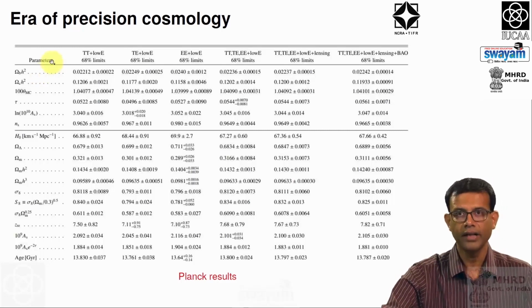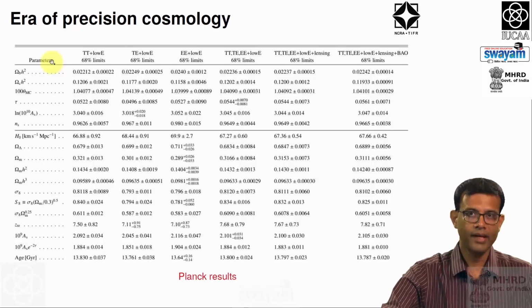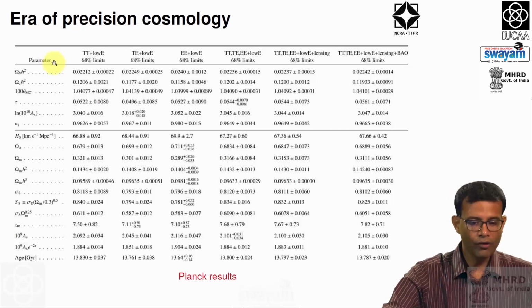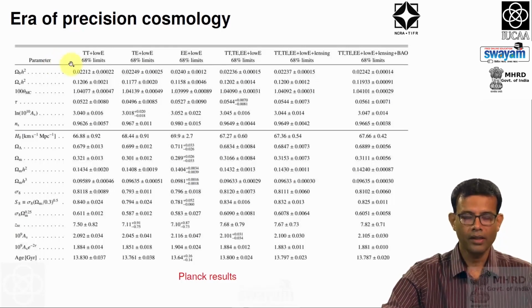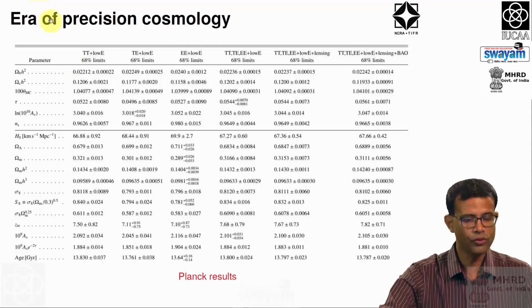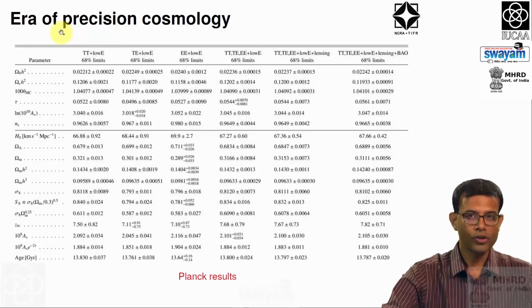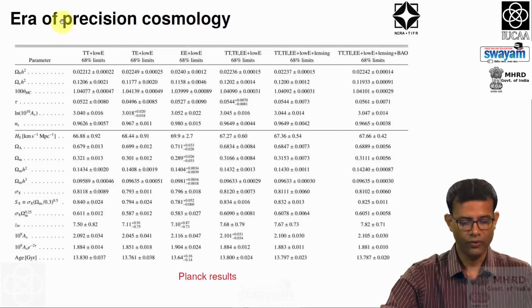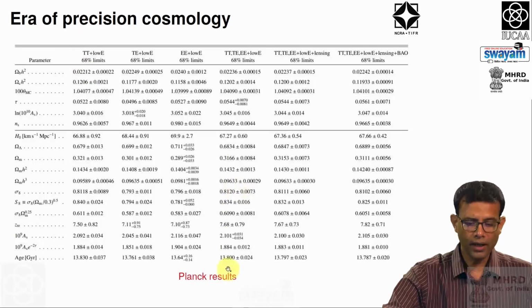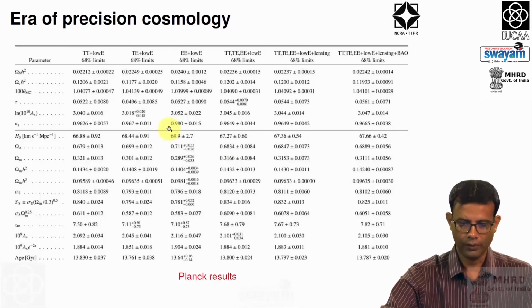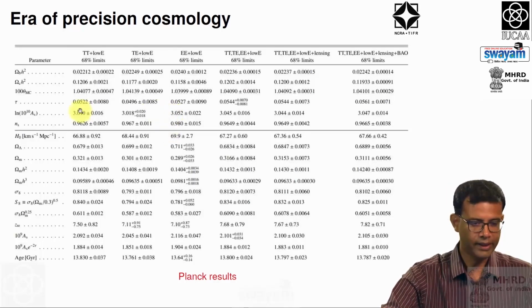All this information is actually hidden in the CMBR signal. So, one would then like to constrain these parameters by matching the theoretical model with the CMBR observations. This has given rise to what we call the era of precision cosmology, because now the cosmological parameters are being measured to a very high degree of accuracy. What I have shown here are the Planck results, okay, which have come out last year basically.